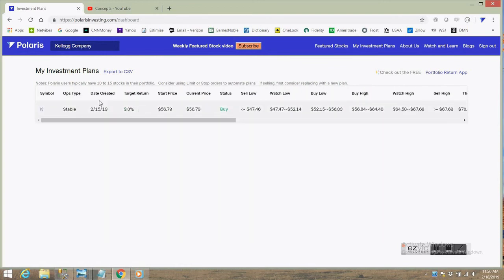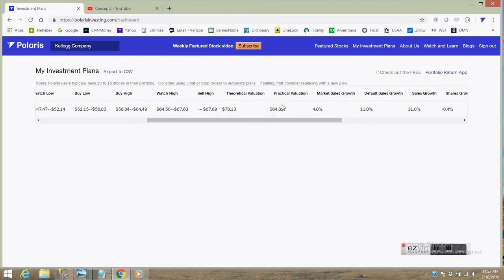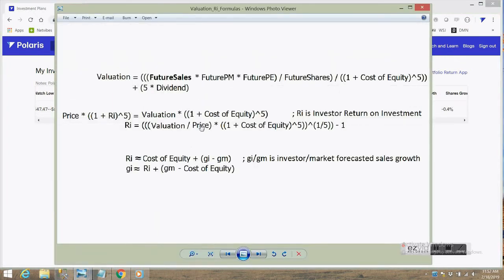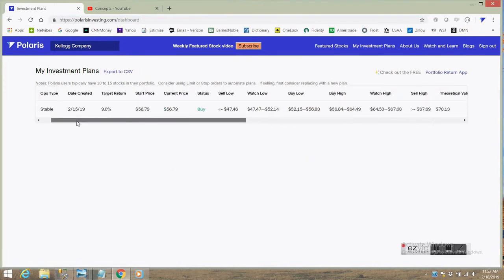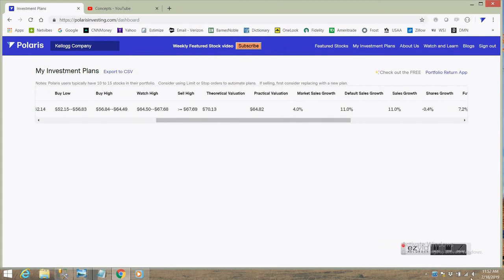What you might be interested in though is validating the target return. Now remember, the target return is based on practical valuation, and therefore it's the practical investment return. So to calculate the target investment return, we just simply take the practical valuation. Right, let's bring the formula up. You take the practical valuation divided by the current price, and the cost of equity, and then you end up with the 9% target return.